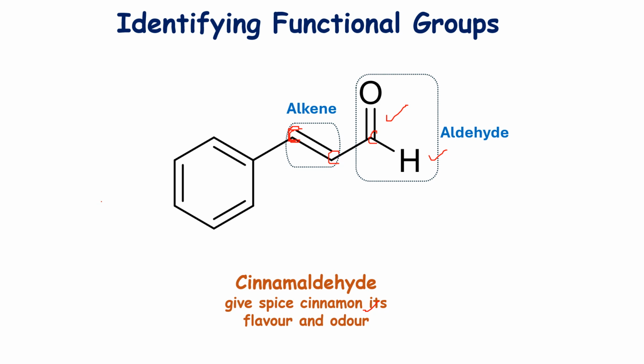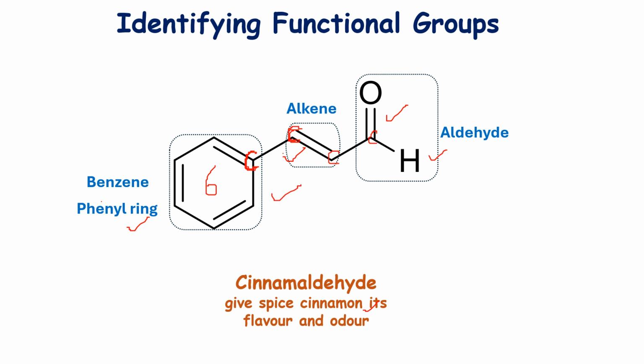Next to the alkene, we have a six-membered carbon ring with alternating single and double bonds. So this is your benzene. But if we want to be more specific, then we will say that it's a phenyl ring. In benzene, if one of the hydrogens is substituted by another group, then it is known as a phenyl ring. In this benzene, the hydrogen of this carbon is substituted by a carbon-carbon double bond, so we can say that this is a phenyl ring.